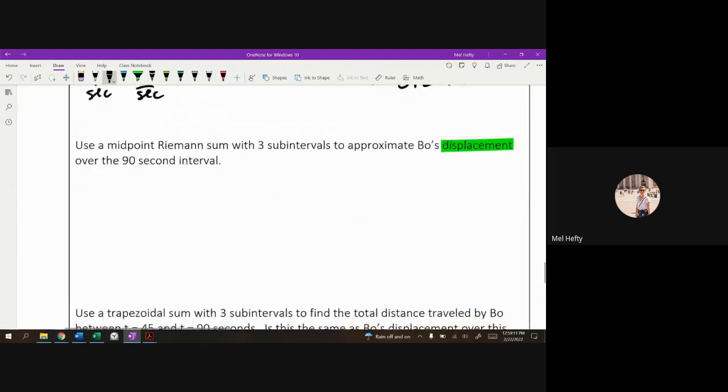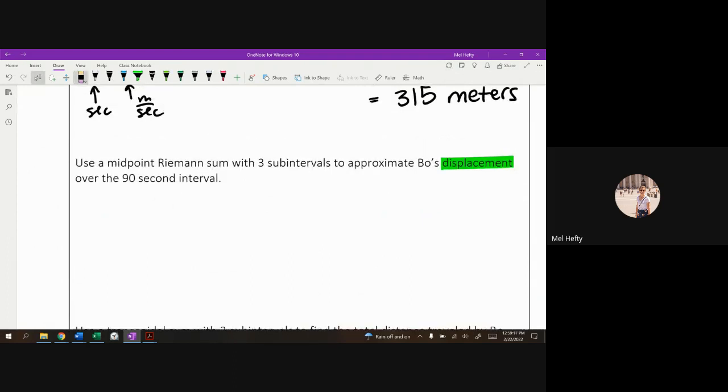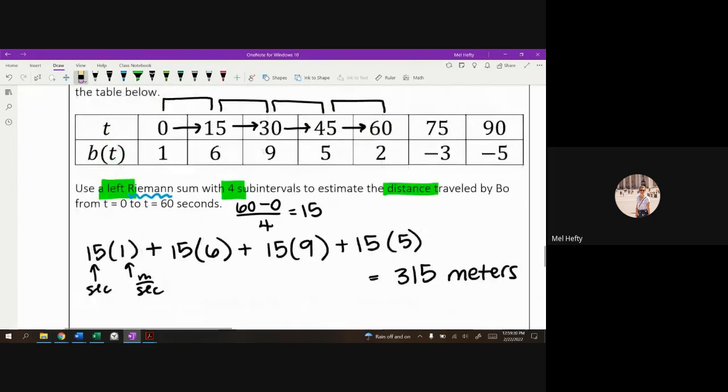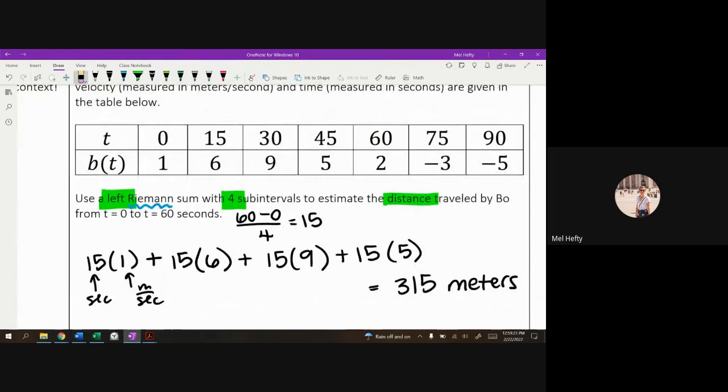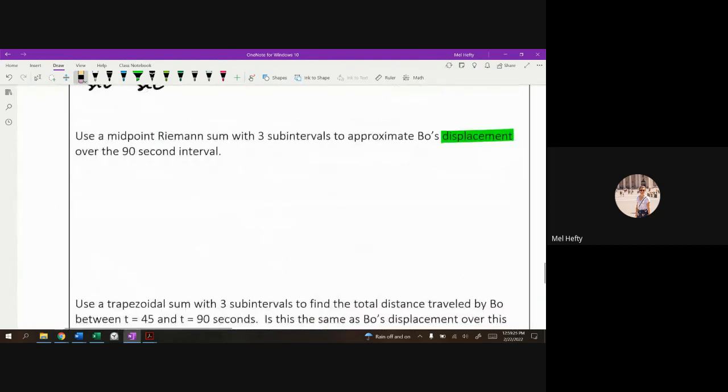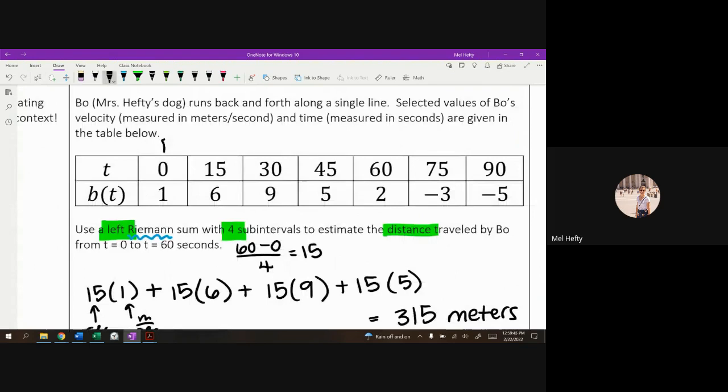All right, let's find my dude's displacement with a midpoint Riemann sum. I would like you to talk to your neighbors. I'm going to erase my work right here. I now want to go from 0 seconds to 90 seconds with 3 sub-intervals. How long is each of my intervals? If I want to go in 3 steps, that means my steps need to look like this. Now, why is that convenient if I'm looking for midpoint sums?